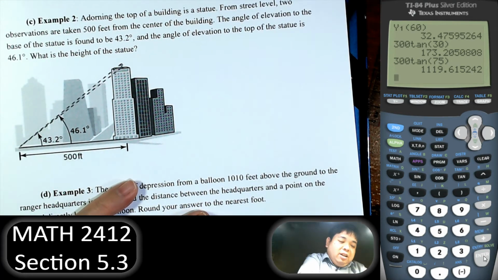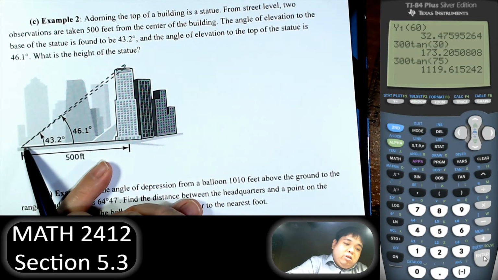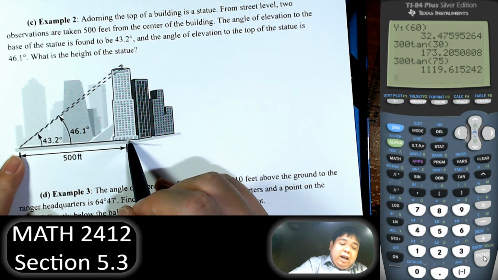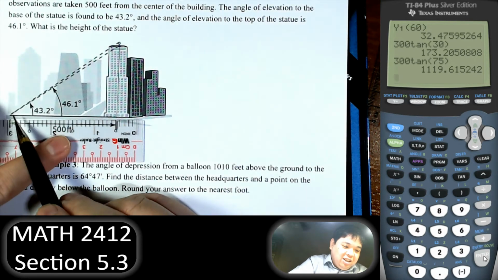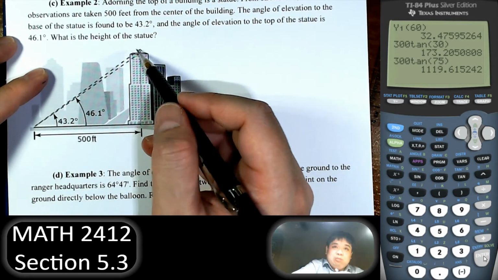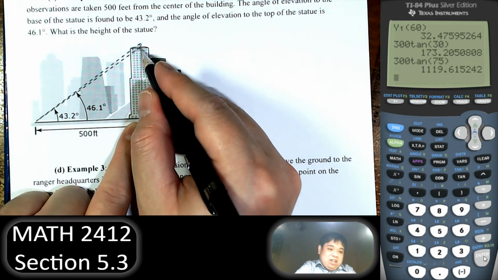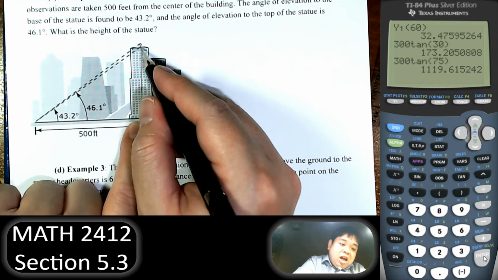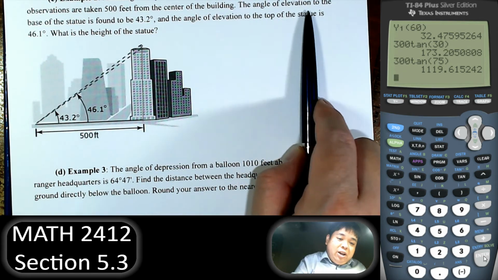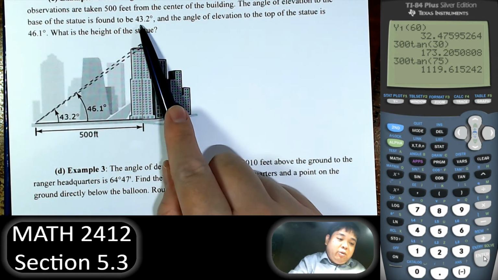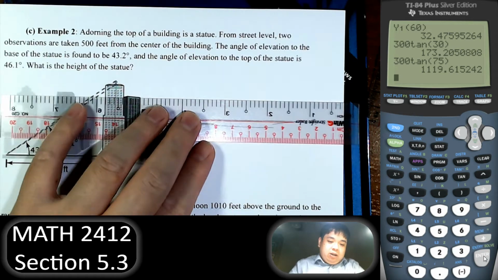Next, a more complicated example. On the top of the building, there is a statue. From the street level, observations are taken 500 feet away. Assume that we know exactly where the statue was on the ground, and we measure exactly 500 feet away from that point. That's kind of a difficult thing to do when we look from the ground and we don't know where it is at. If we extend the base of the statue down, we don't know if that is the case. But let's assume we know that it's 500 feet away. The angle of elevation from the base of the statue is 43.2, and the angle from the top of the statue is 46.1. So in this case, I will draw that there will be two triangles.